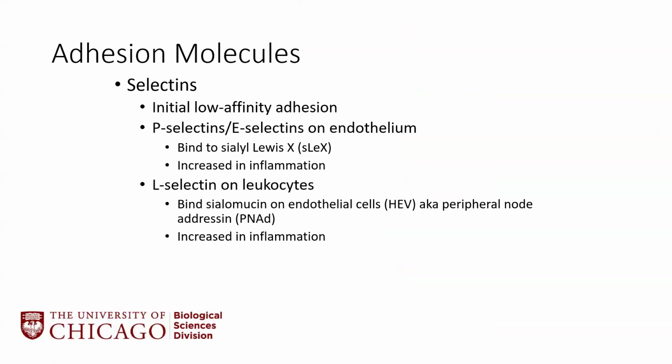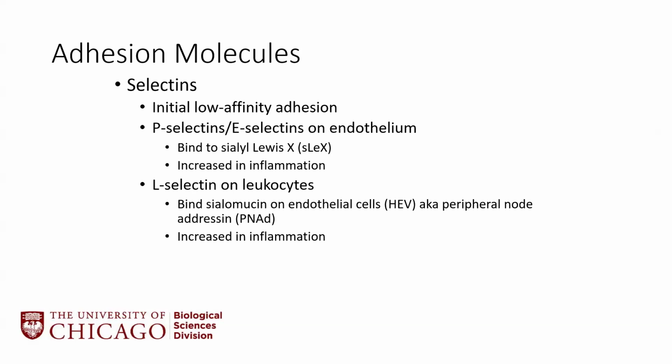The adhesion molecules, such as the selectins, they're the initial low affinity adhesion. So we think of selectins as slowing down the cells. There are P-selectins and E-selectins, and these are found on the endothelium. Therefore, the selectin ligand that they bind to, which in this case is Lewis X, is actually found on the cell that needs to slow down. So the selectins will slow, the integrins will stop.